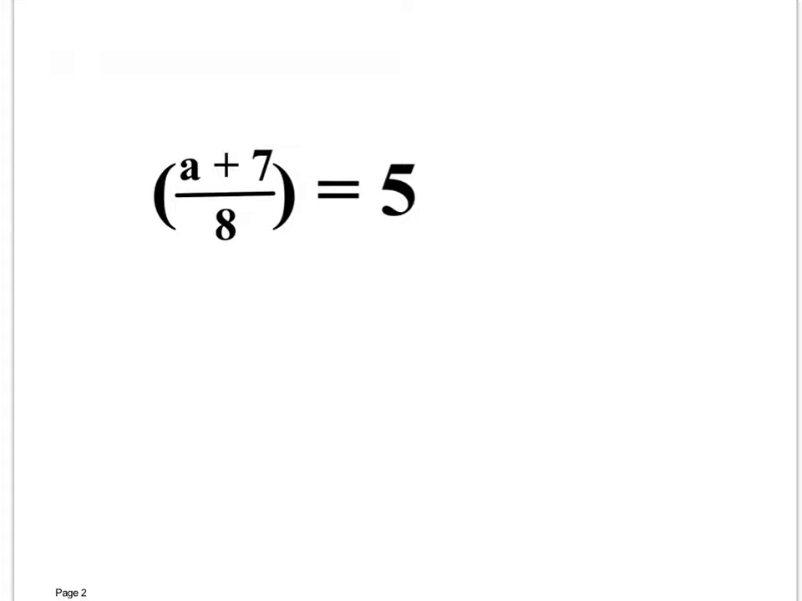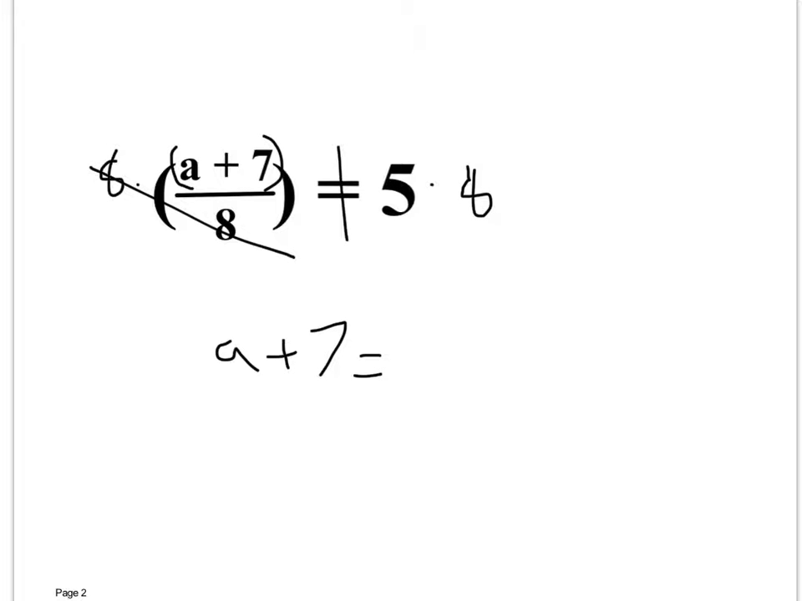So I look at what's being done to a first. We're adding 7 and then we're dividing by 8. Because of order of operations, we would do everything on top before we would do what was on the bottom. So we're adding 7 and dividing by 8, so we go the complete opposite of that. We multiply by 8 on both sides first. Then we're left with a plus 7 on this side. On the other side, you're left with 40. Then we subtract 7.